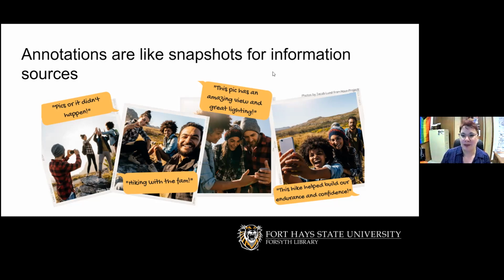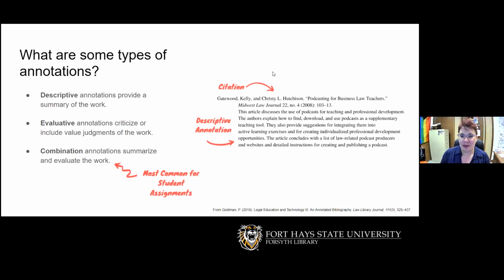So there are a few different types of annotations, different notes we can attach to a citation. Descriptive annotations are just a summary. This is the work, and then this is what they talk about in that book or article. You're going to find these mostly in journals where they might just be providing a list, like this citation is for podcasting, so here are some resources on podcasting, and they tell you about them.